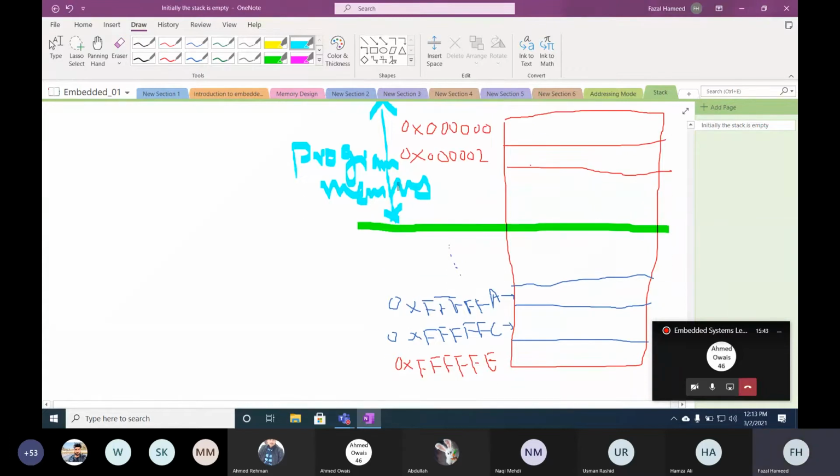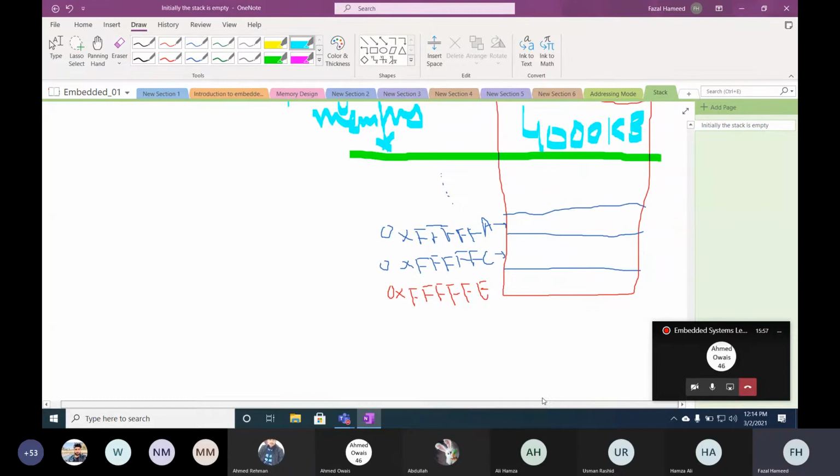And what is the size of this program memory in the above example? 4,000 kilobytes. And what is the size of the stack in this example? 96 kilobytes.